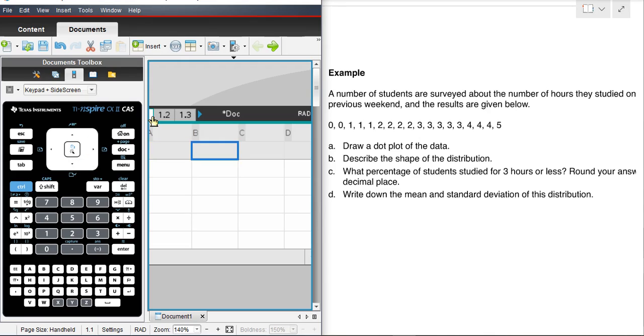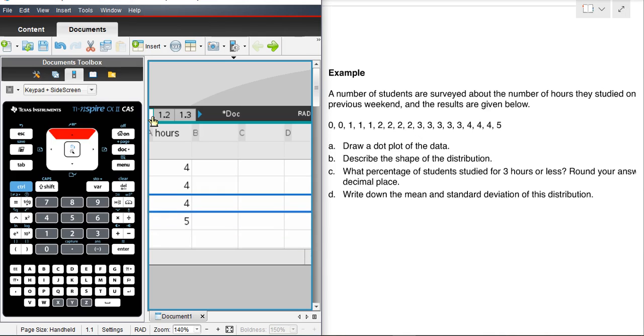Well done, Tadio. Okay, so if you forgot how to put the numbers in, remember, start by putting in, at the very least, the name of the column, or else this is not going to work. So you've got 0, 0, 1, 2, 2, 2, 2, 3, 3, 3, 3, 3, 4, 4, 4, and then 5. Okay, there's the hours.